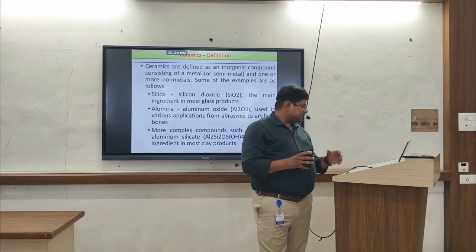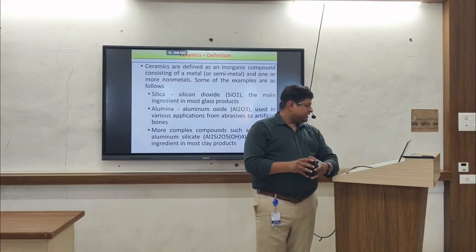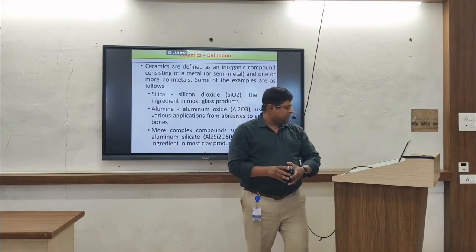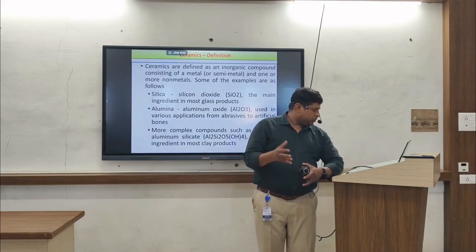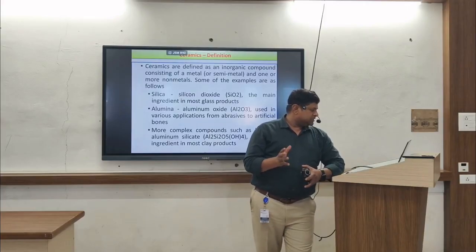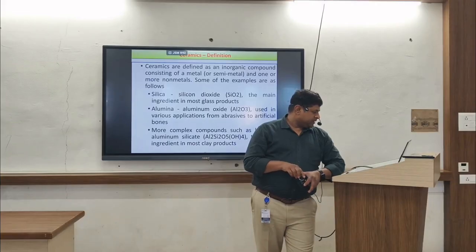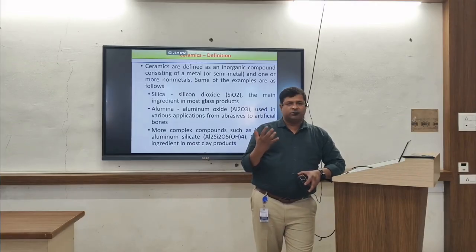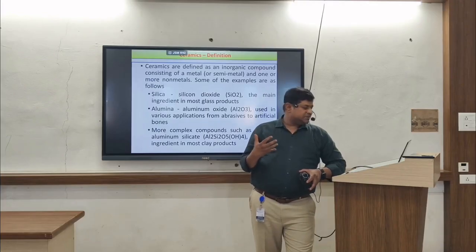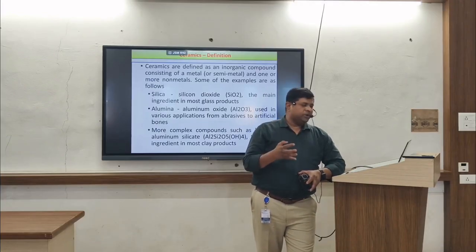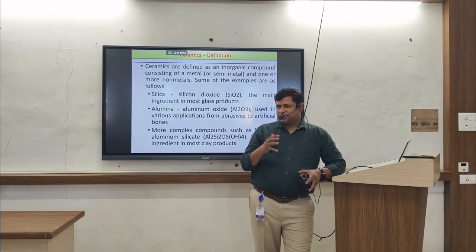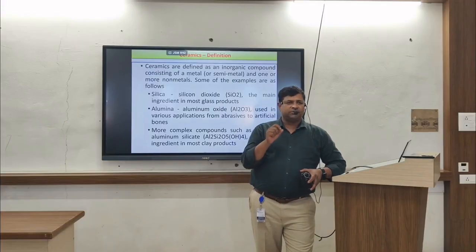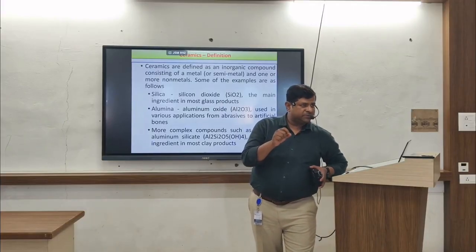Here you can see that it is defined as an inorganic compound consisting of metals and one or more non-metals. Some examples are silica, alumina, and more complex compounds such as hydrous aluminum silicate. The main ingredient is mostly clay product. So basically, we have to understand what ceramic is. It is nothing but an inorganic compound consisting of metals and non-metals. But I have given a simple example of the earthen pot. It is a kind of ceramic material.